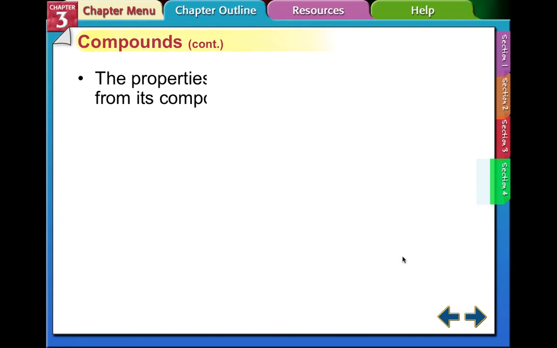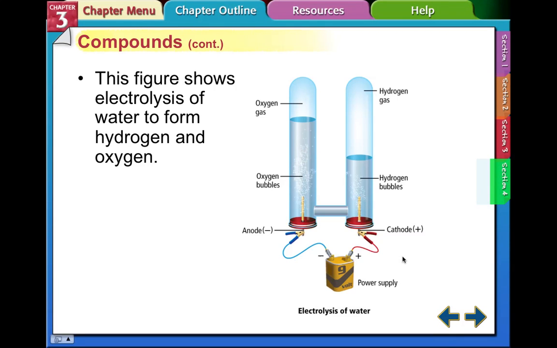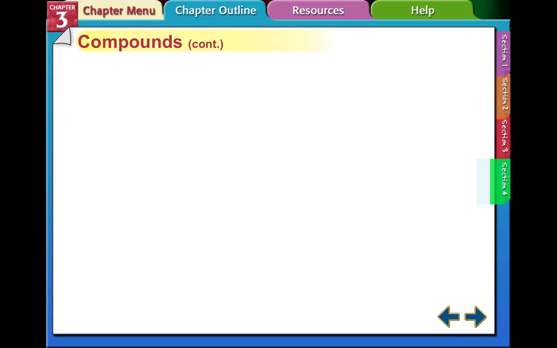Okay, this is one of my favorite things that we get to do in class. This is called electrolysis. And what you do is you take water and you break it down into hydrogen and oxygen. But remember, we cannot break it down any further than hydrogen or oxygen. So you're literally taking the water out of the sink, out of your tap, and you are separating it into its elements, hydrogen and oxygen.